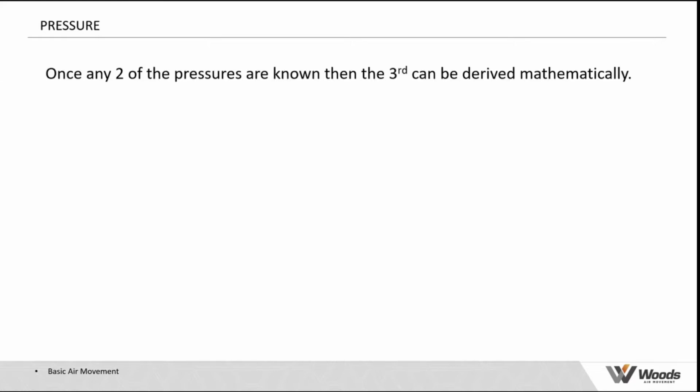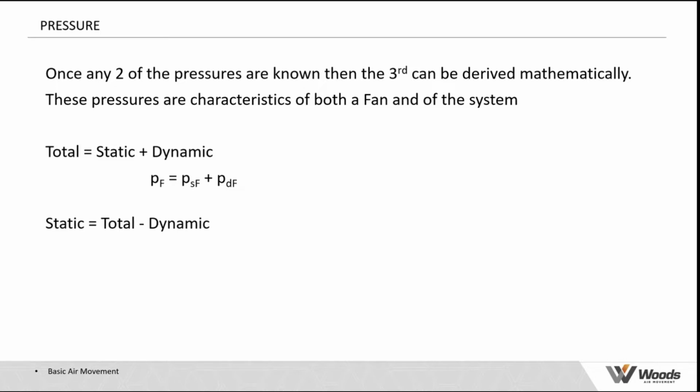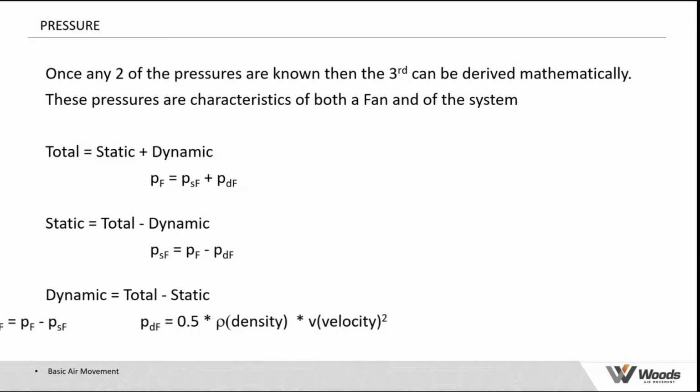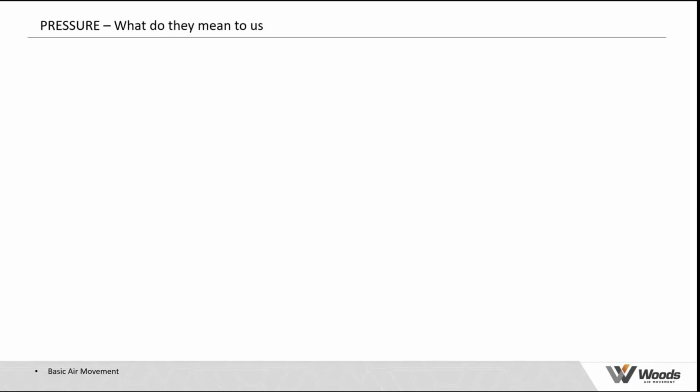So once we know any two of the pressures, we can simply derive the third. And that is a characteristic of the fan that's in a system, but of the system as well. So just a reminder there. You'll have all this when you have your PDF copy of the presentation just to refer to. But one of the other important ones is our dynamic pressure can be calculated if we know what the density and the velocity is in the duct. There's a key principle in terms of how we can measure.